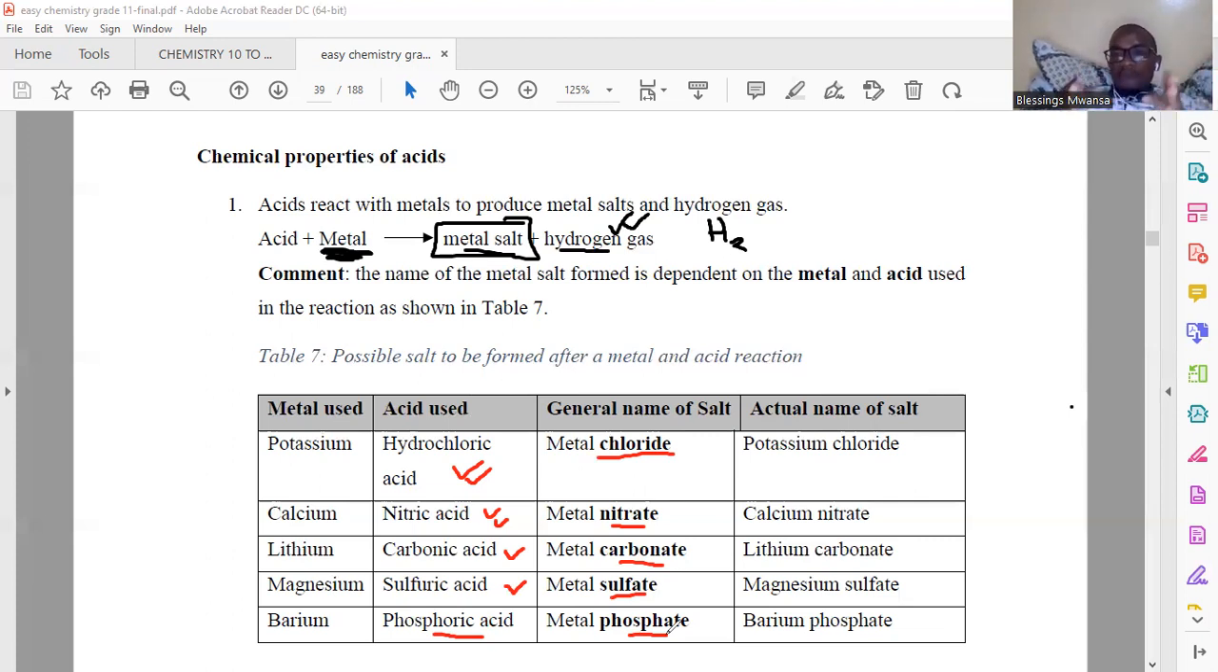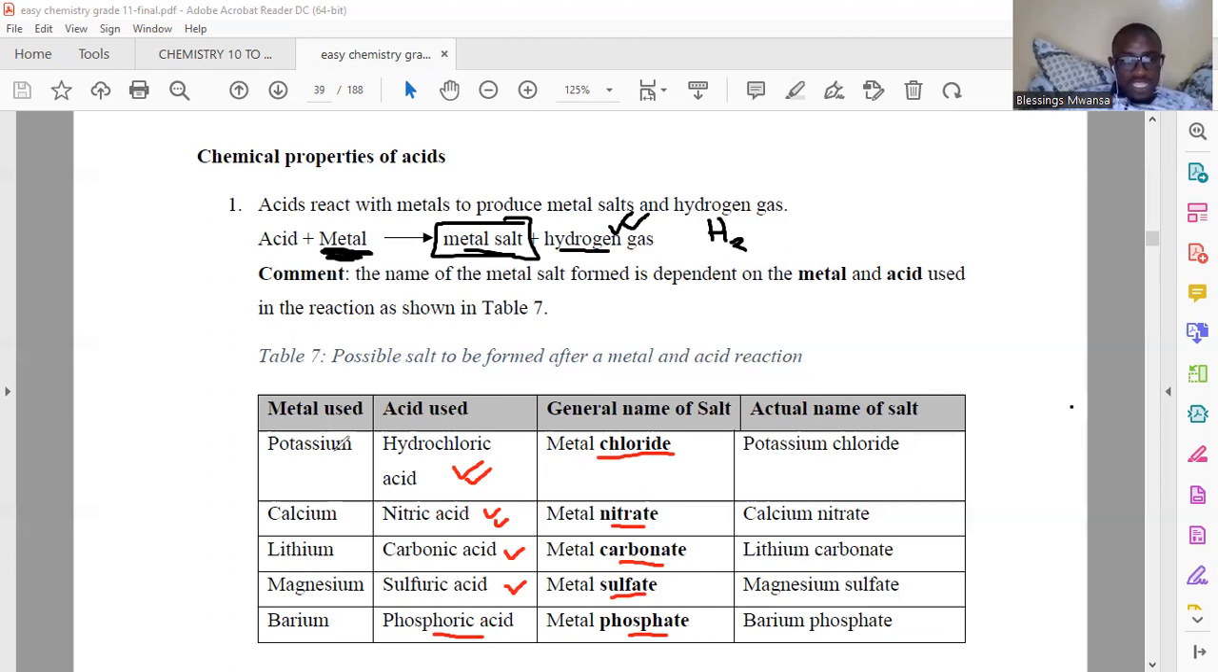So if I'm going to produce a salt that is known as a chloride salt, I should use hydrochloric acid. If I'm going to produce a salt that is known as a nitrate salt, I have to use nitric acid. Then, when it comes to a metal, it will just complement the name of the salt based on the acid that we have decided to use.